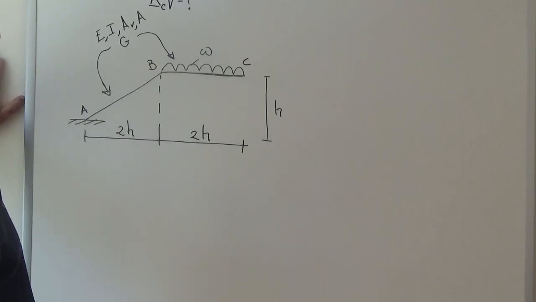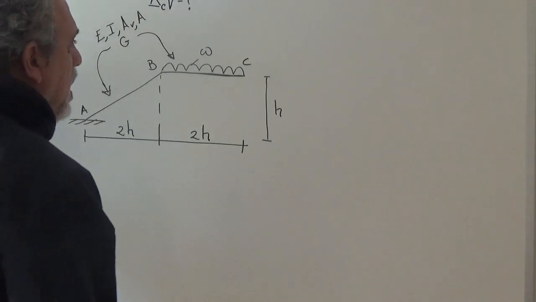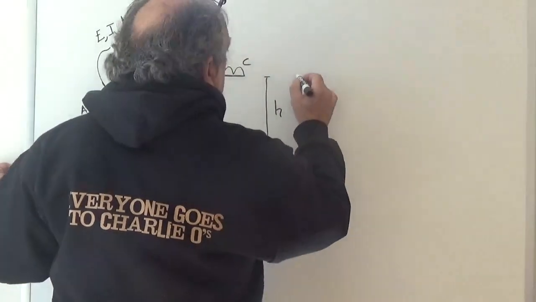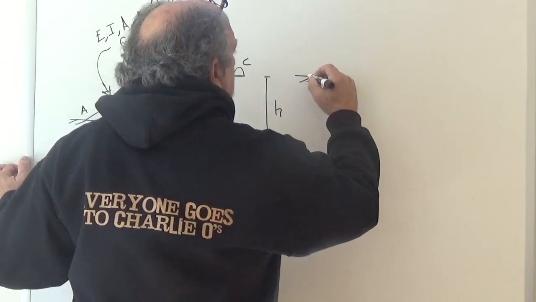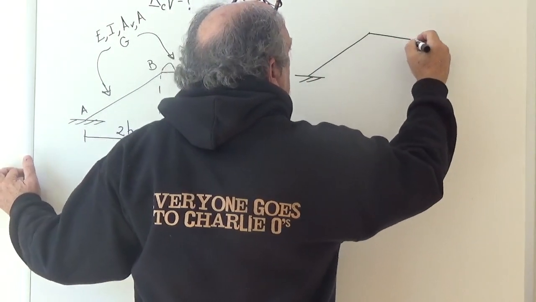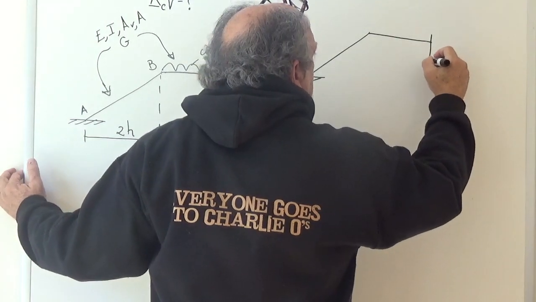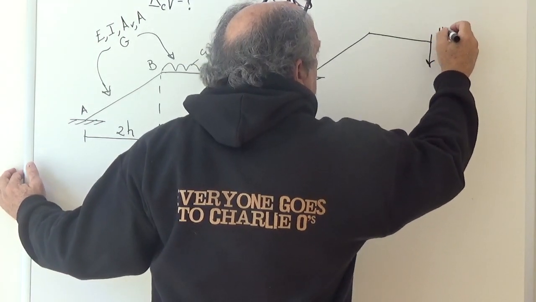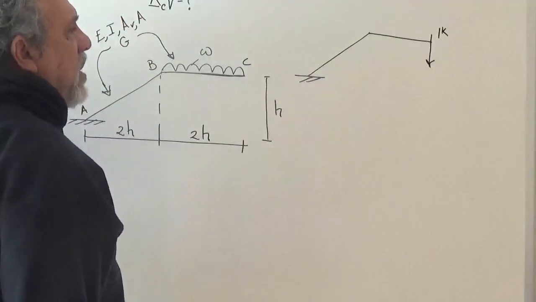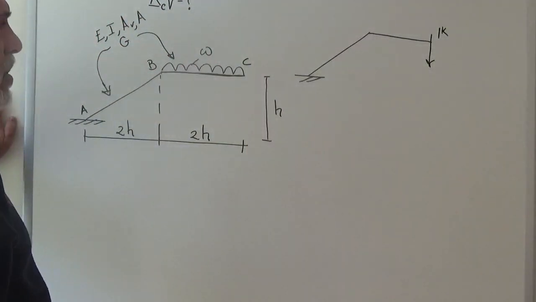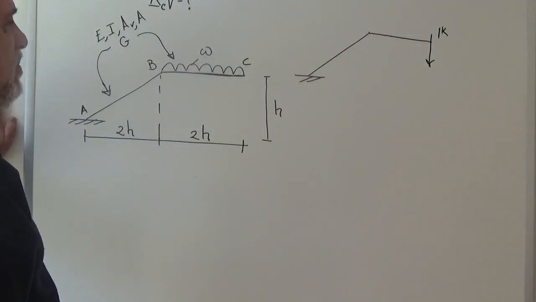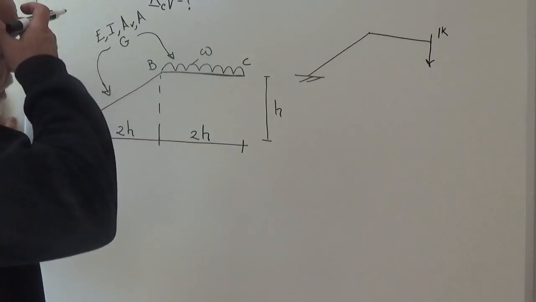So anyway, if our objective is to calculate the deformation at C in the vertical direction, the first thing we would do is take our structure and apply a unit load at the C location in the direction of the question. Had the question been what is the deflection at C in the horizontal direction, then the 1 kip load would have been applied in the horizontal direction.